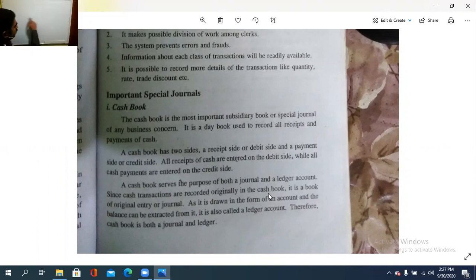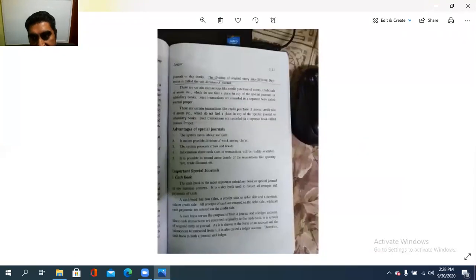This side, if this is a cash book, is the receipt side, and this is the payment side. So debit side, credit side. In that way, you prepare it. Then, a cash book serves the purpose of both a journal and a ledger account. Since the cash transactions are recorded originally in the cash book, it is a book of original entry or the journal itself. As it is drawn in the form of an account and the balance can be extracted from it, it is also called a ledger account. Therefore, the cash book is both a journal as well as a ledger.